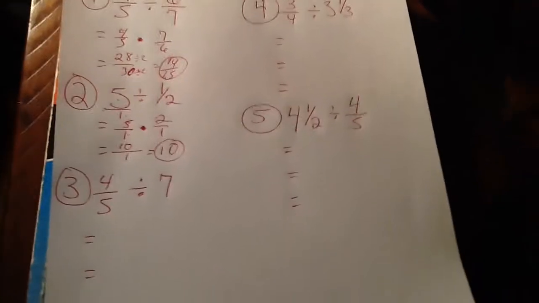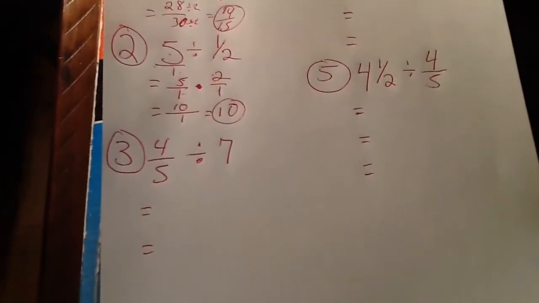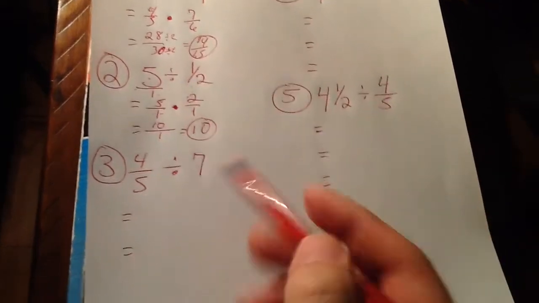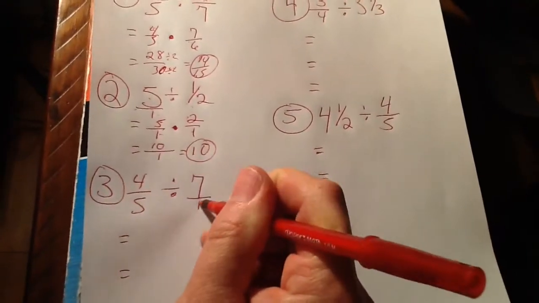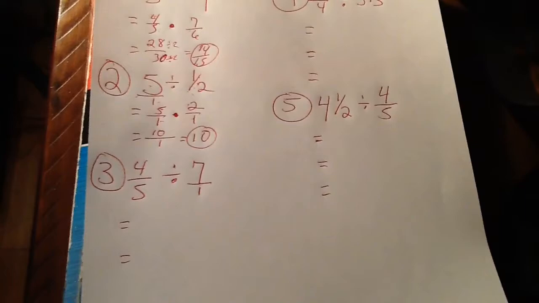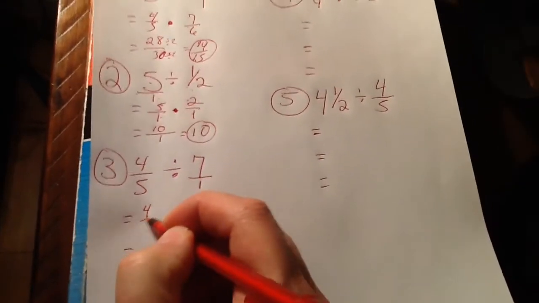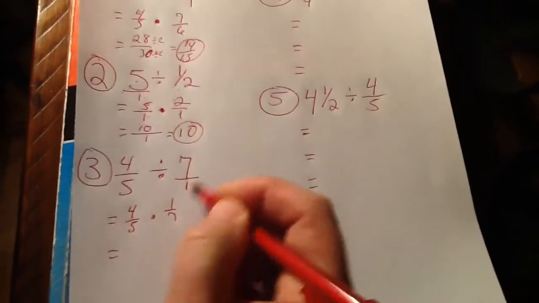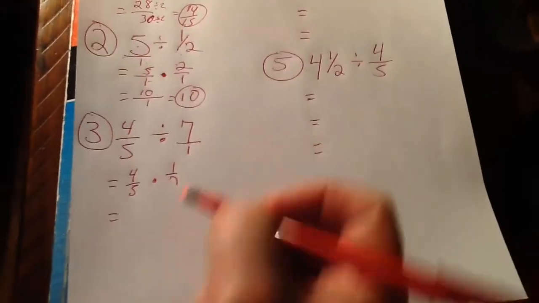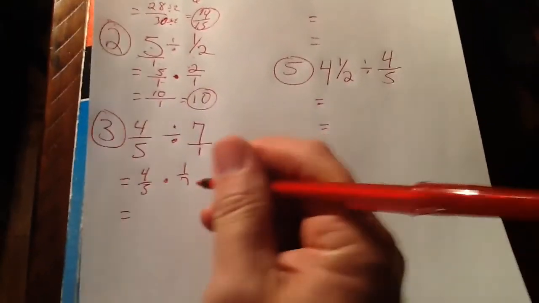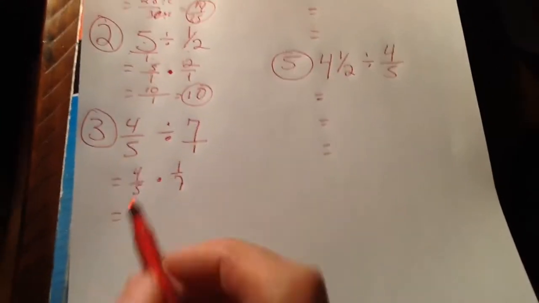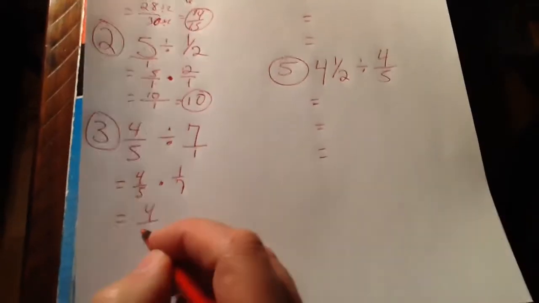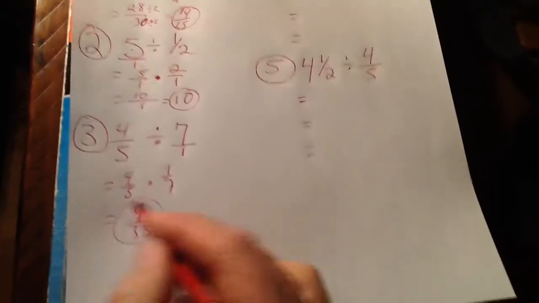Okay. All right, the next one. 4/5 divided by 7. It's going to be very similar to the one we did right here. We're going to go ahead and put this 7/1. Bring this down, 4/5, multiply times 1/7. Remember, you got to use the reciprocal of that. You got to flip it upside down. Okay. Multiply straight across. 4 times 1 is 4. 5 times 7 is 35.